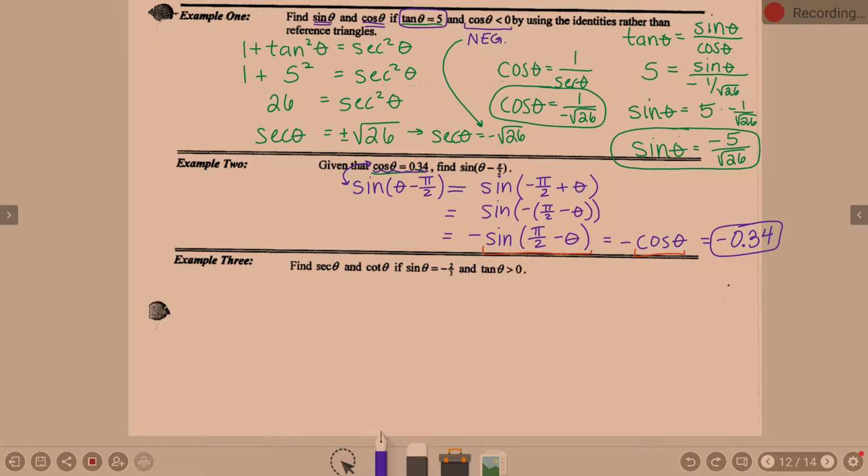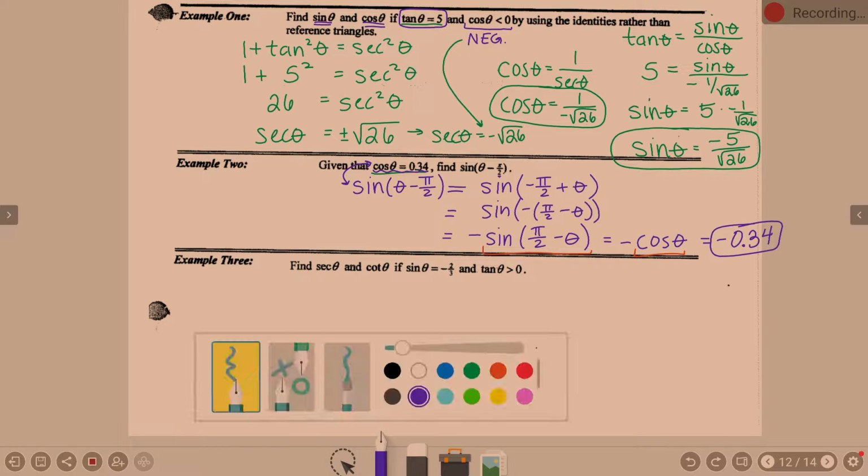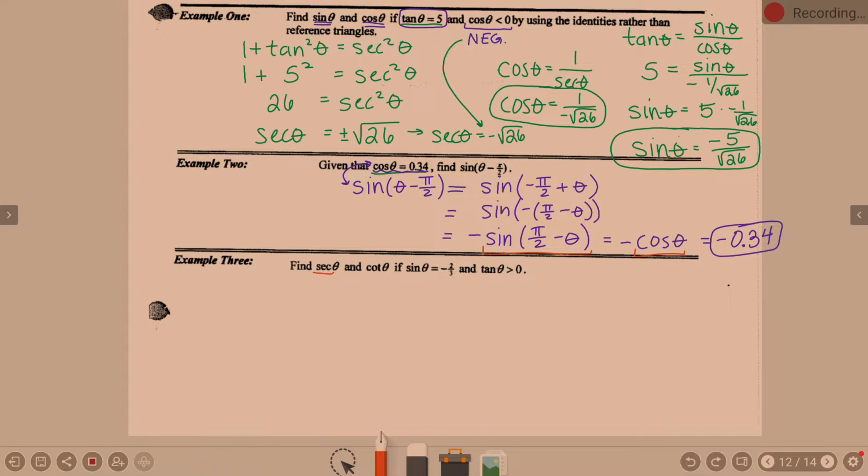Okay. Well, let's go to example 3. Now, as we look at example 3, I'm going to make the suggestion that example 3 is going to be worked a lot like example 1. They're asking me to find secant and cotangent given that sine is negative 2/3 and tangent is greater than 0.